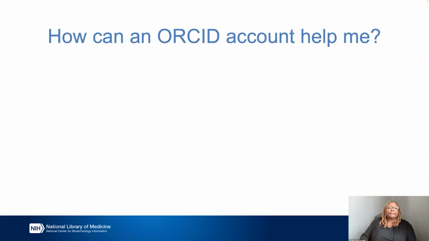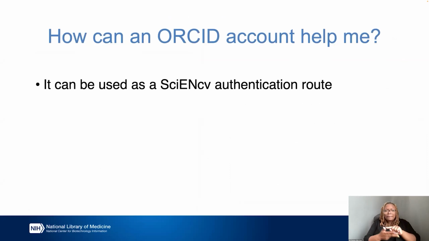So we talked about ORCID, and I mentioned that ORCID is a tool that you can use to help fill out information in SciENcv. So what is ORCID? What is that about, and how can it actually help you? Well, first of all, if you have an ORCID account, and ORCID is a free account you can sign up for, it stands for Open Researcher and Contributor ID. You sign up for one of these free accounts, it's also an authentication route to access SciENcv. So if you have your Research.gov, you can add in an ORCID account as well. You can use either of those to access your information.